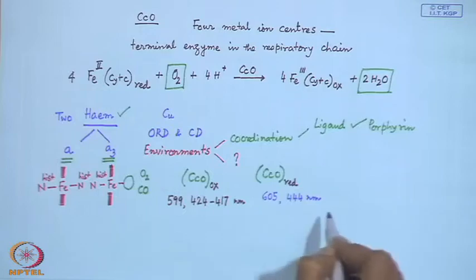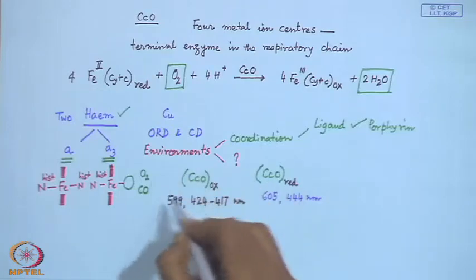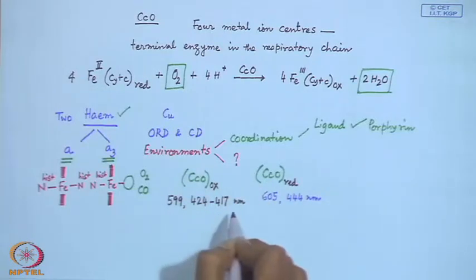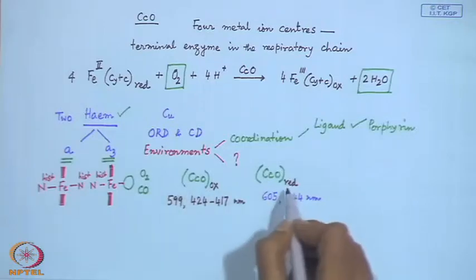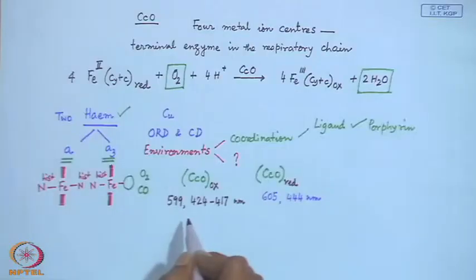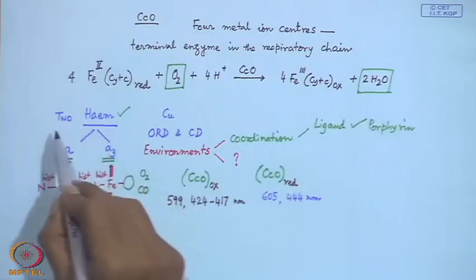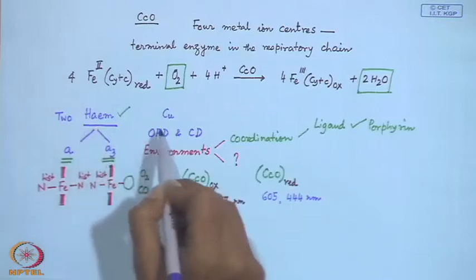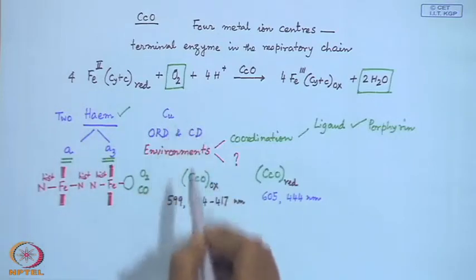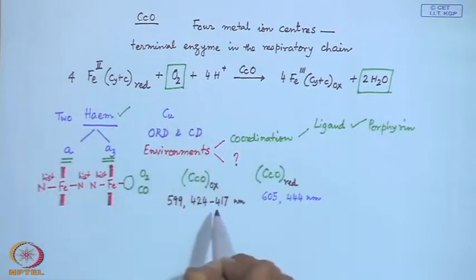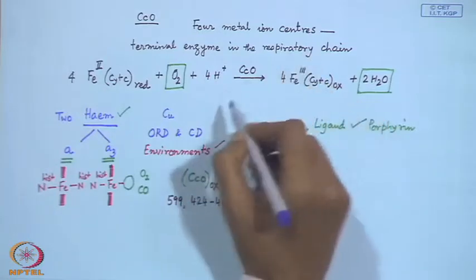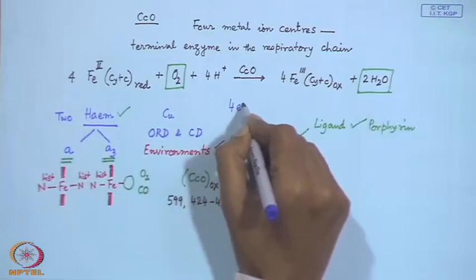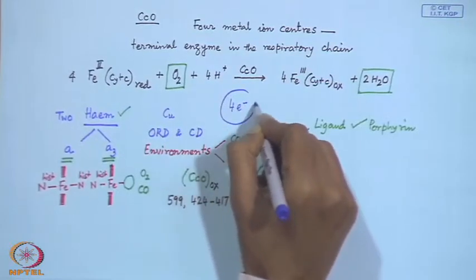So, you can identify immediately, looking at the spectral characteristics, the oxidized form of the cytochrome C oxidase as well as the reduced form. In the oxidized form we already know that you have the 2 heme centers and 2 copper centers. So, when we say they are fully oxidized, there are 4 electron transfers in the system.